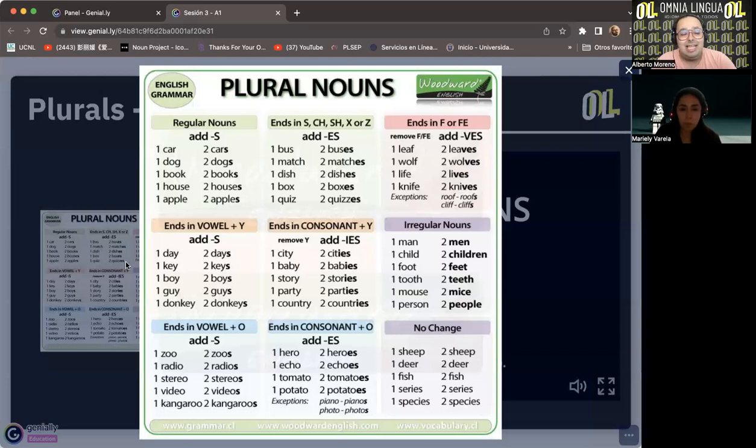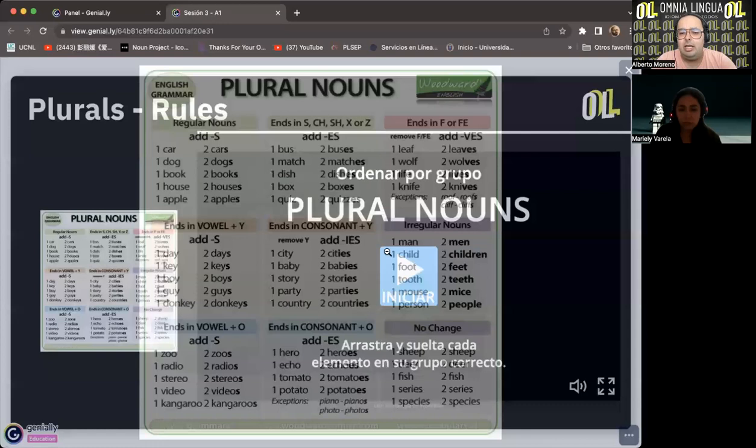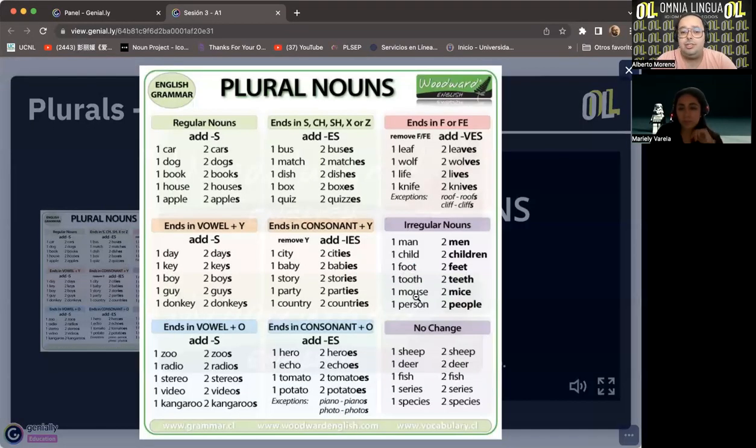It's a little bit more complicated with the irregular nouns. For example, the word man or child, or foot or tooth or mouse or person. Well, those words in singular have an irregular plural. For example, for man, we have men. For child, we have children. For foot, we have feet. For tooth, we have teeth. For mouse, we have mice. For person, we have people.